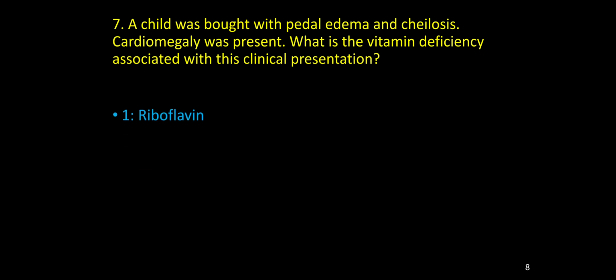Riboflavin, that is vitamin B2, is given as the first option, which is mostly diverting for cheilosis. Second, thiamine, that is B1. B1 deficiency leads to beriberi, which is also of two varieties, wet beriberi and dry beriberi. Wet beriberi is for the CVS, cardiovascular system, dry beriberi for the CNS, central nervous system. Pyridoxine, vitamin B6 deficiency, is related with anemia, convulsions and different conditions. Niacin is related with pellagra, the 3D syndrome: diarrhea, dermatitis and dementia.